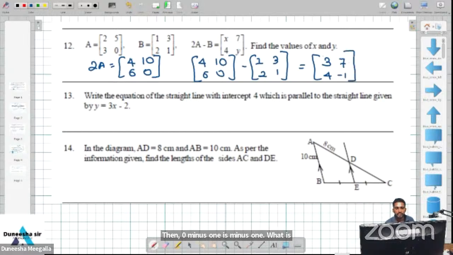What are the relevant values for x and y? X is 3, y is how much? Minus 1. Okay. You should write x is equal to 3, y is equal to minus 1. Okay.